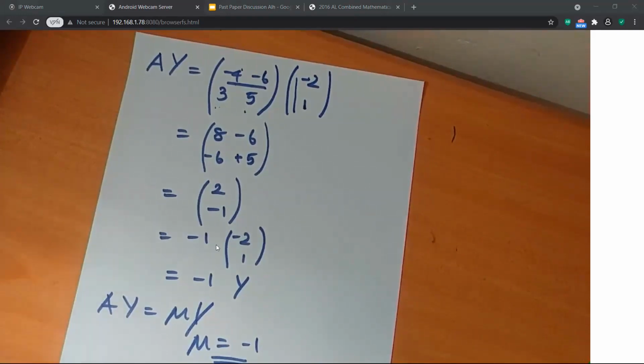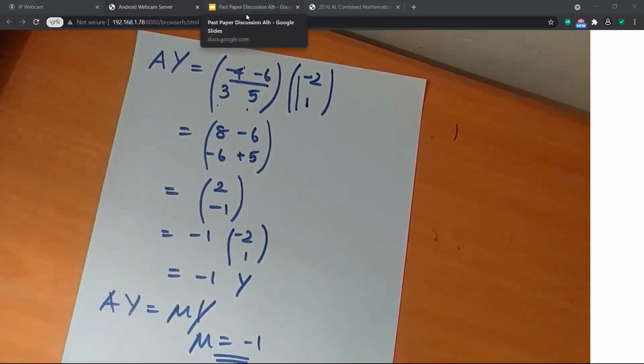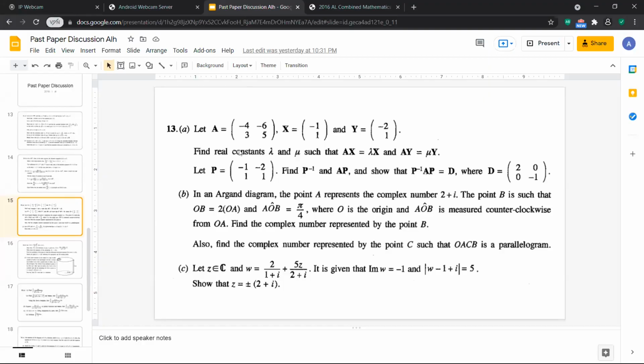So the next thing is to find the inverse. Now P, they have given P is equal to this. We need to find the inverse of P and AP. That means multiply A by P and then show that this is this. So how do you find the inverse of a matrix? Any answer?